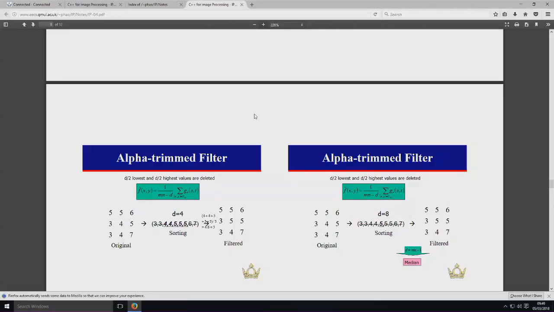Yes. And we know we remove some values and leave some values. If we remove all the values on the left and all the values on the right and just leave one value, that's a median filter. So it's a generalization of the median filter. And if we remove nothing from the lowest, nothing from the highest, and just find the mean of all the values, it's an arithmetic mean filter. So the alpha trim filter is a generalization of the mean filter and the median filter. If we remove nothing, we just find the mean, which is the same as the box filter.